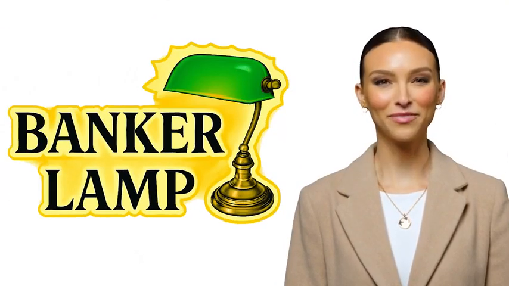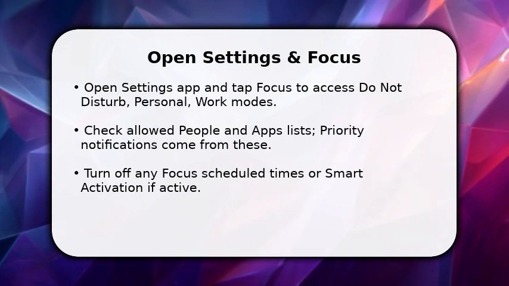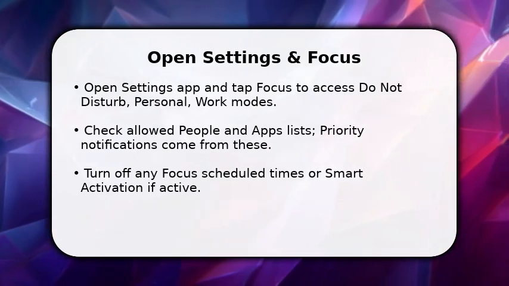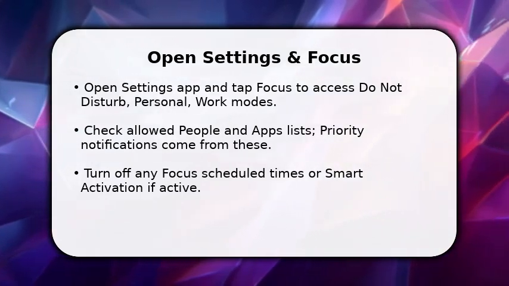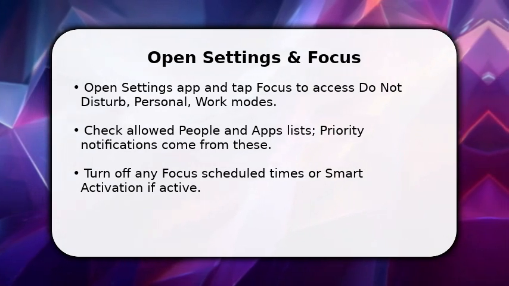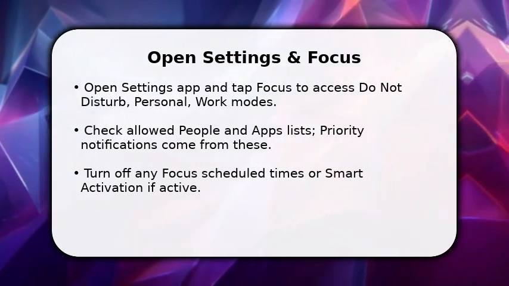Please enjoy the video. You start by opening Settings and tapping Focus. This is where prioritized alerts live. Tap each focus, for example, personal or work, to see who and which apps are allowed.